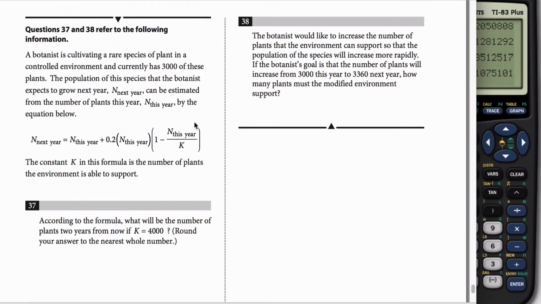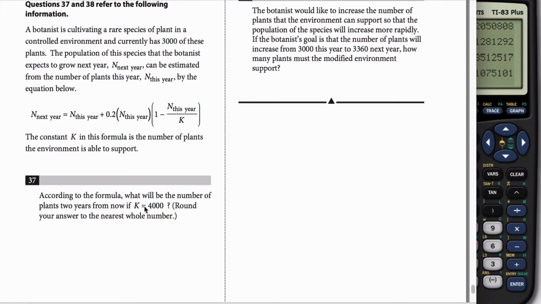37 and 38 rely on this formula. It's kind of a fun, I shouldn't say fun on test prep, kind of an interesting formula. It defines n, the number of plants, recursively. So it says the number you have next year is the same as what you have this year, plus a little bit more than what you had this year times this factor right here, which is also dependent on this year. And the constant k is the number of plants the environment is able to support, this k right here.